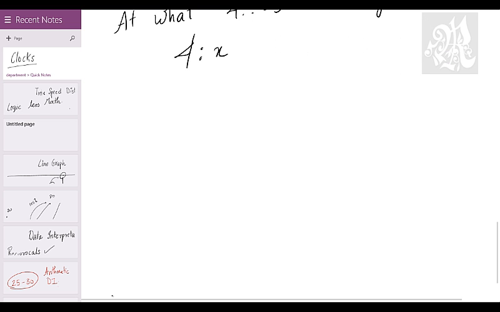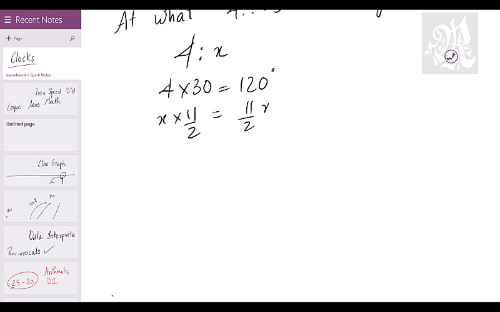We start in the same manner as the previous questions. At 4 o'clock, what is the initial angle? 120. In x minutes, what will be the angle? x into 11 by 2. Now we subtract. But here there's a problem: we don't know which is smaller and which is larger. So we add a mod, because even if the answer is negative, it will turn positive. And we want the answer to be 30.